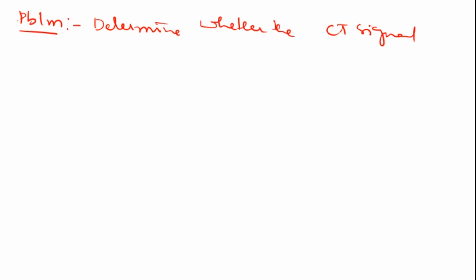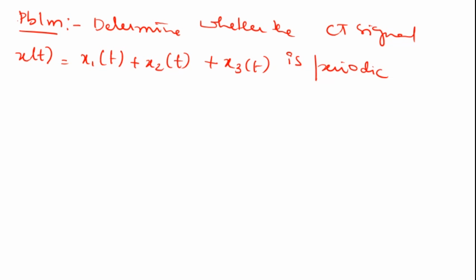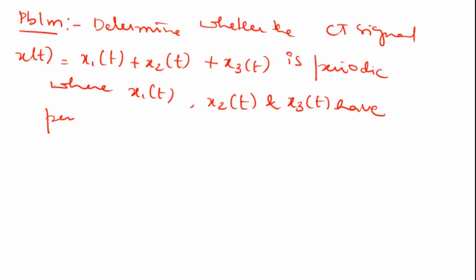Next problem. Determine whether the continuous time signal x of t is equal to x1 of t plus x2 of t plus x3 of t is periodic, where x1 of t, x2 of t and x3 of t have fundamental periods of 4, 1.25, root 2 seconds respectively.